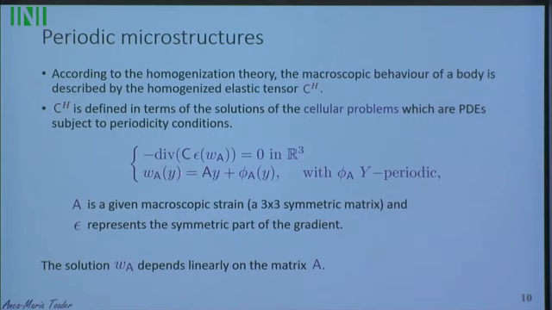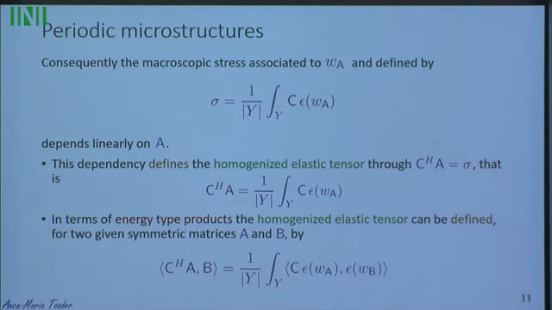Epsilon represents the deformation, and C is the elastic tensor of the matrix material. The displacement solution WA depends linearly on the matrix A. And due to this linearity, we can prove that this effective stress also depends linearly on A.